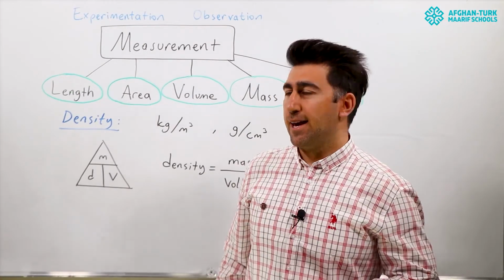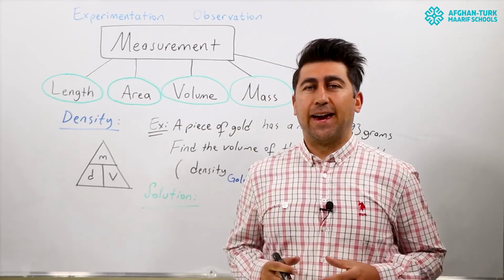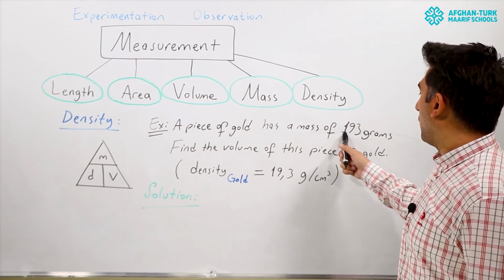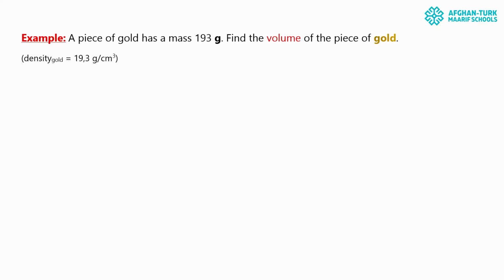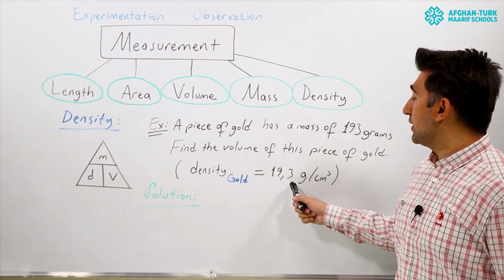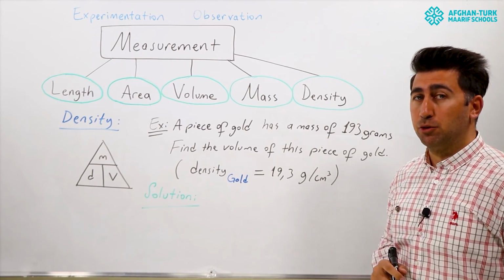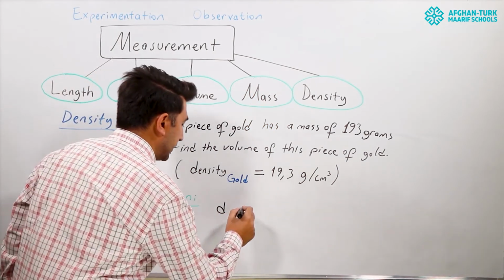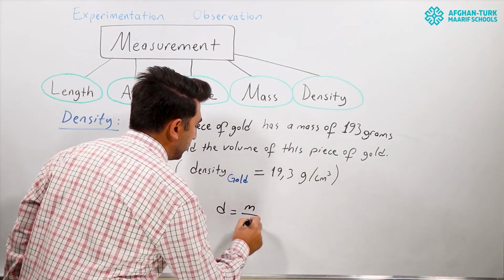Let's solve a very easy example about density. The example says a piece of gold has a mass of 193 grams. Find the volume of this piece of gold. And the density of gold is equal to 19.3 gram per centimeter cube. So let's find it together. First, I will write the formula. D is equal to mass divided by volume.